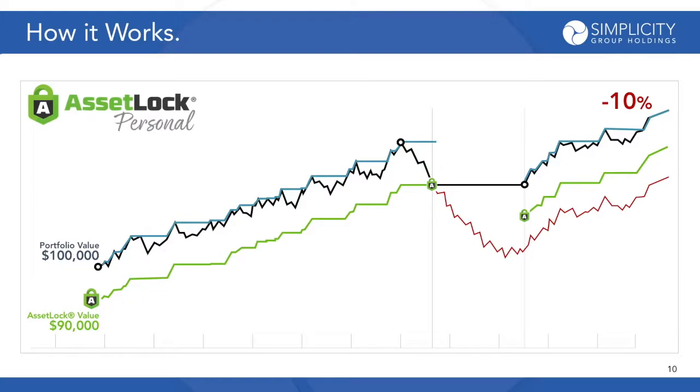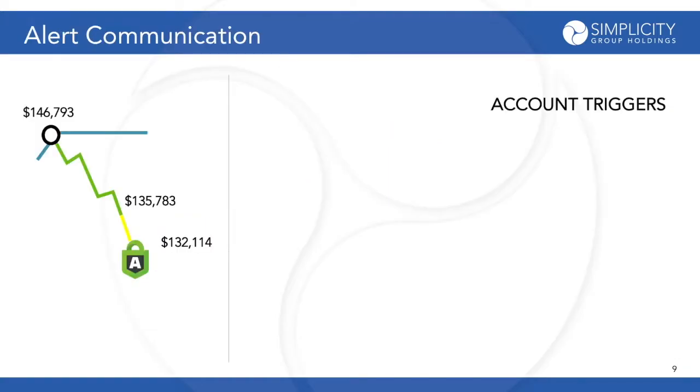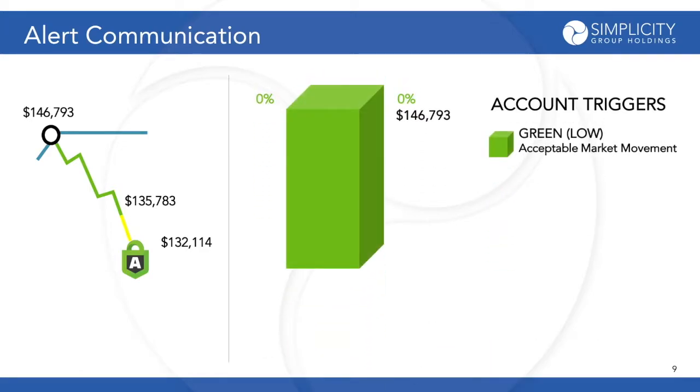And so, as you can see, the account reaches an all-time high at $146,793, and then the AssetLock is at $132,114, and I kind of want to zoom in on that particular leg right there. So at AssetLock, we have what we call our alert communication, and green is good. Really, this is something that the client can actually, here we're illustrating being down 7.5% off of the high, shorten up if they want to. This is all driven by the investor at a communication point that they want.